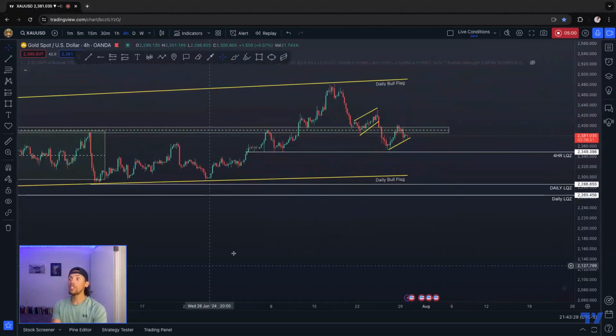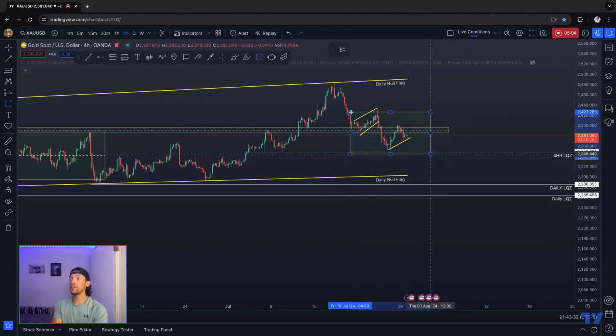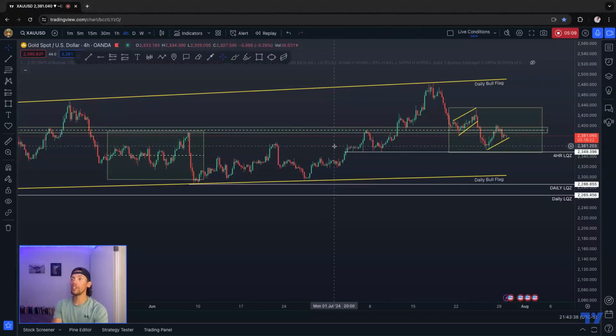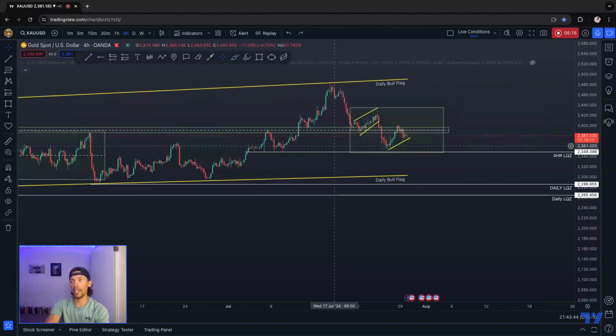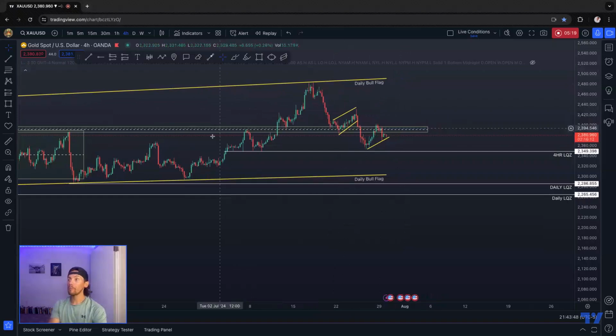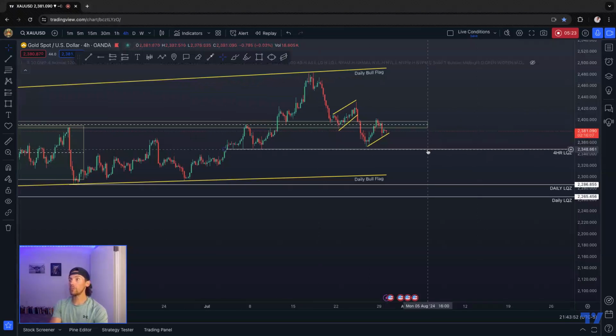So in this situation, that's what I'm picking up here: we're starting to get that center formation that we had in the previous boxes over here, right? Yeah, it's in a different area, but it's the same type of price pattern formation. So that's the first thing I'm spotting. And the second thing I'm looking at is this right here, this 4 hour liquidity zone.